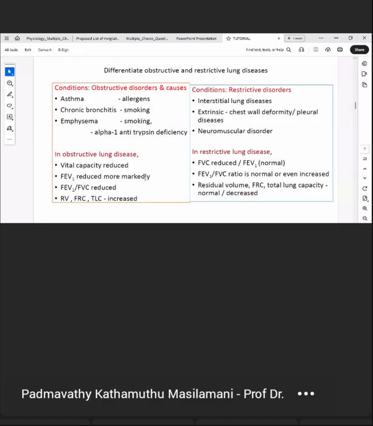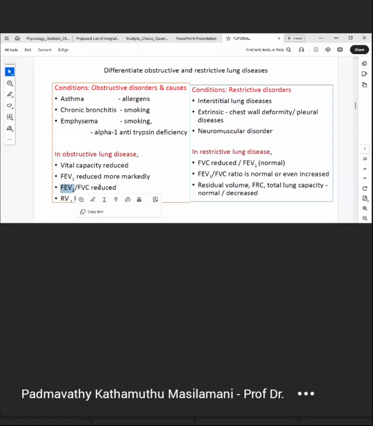So what is the difference between the obstructive and restrictive? The vital capacity in both is reduced, okay? But in obstructive disease the expiratory flow rate is very much reduced. The FEV1 is very much reduced. Even though the vital capacity is also reduced, FEV1 is reduced much more, so the FEV1 to FVC ratio is reduced. But the residual volume, functional residual capacity, and total lung capacity are increased because the problem is with the expiration.